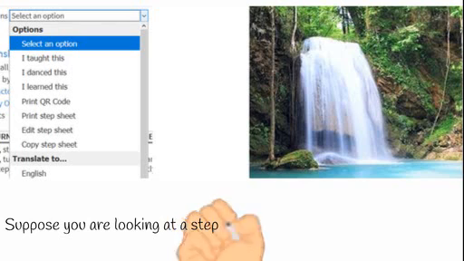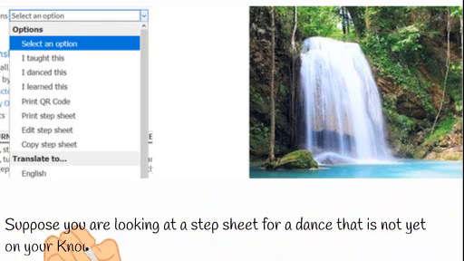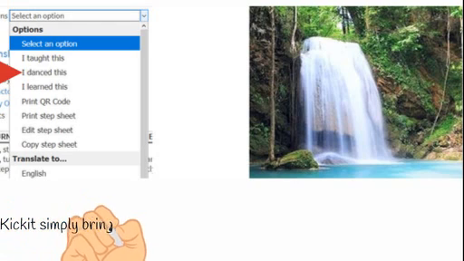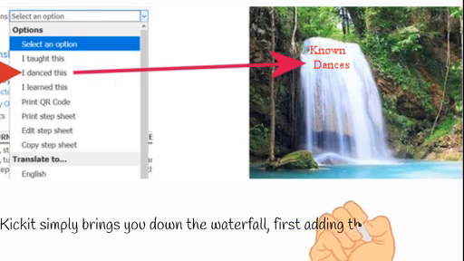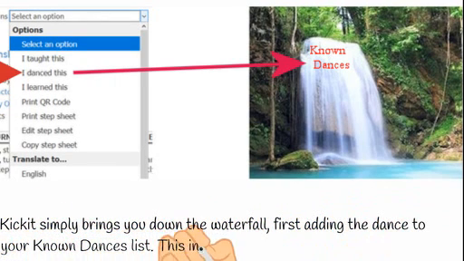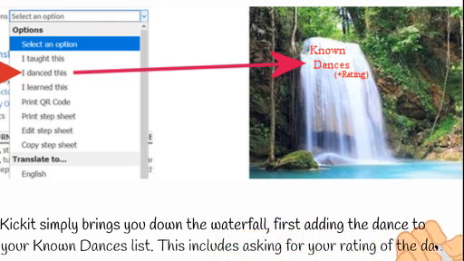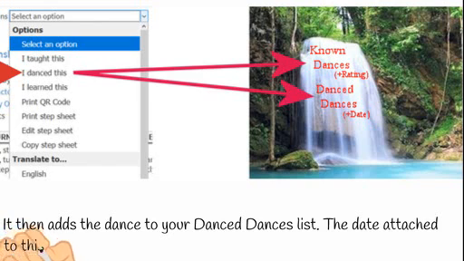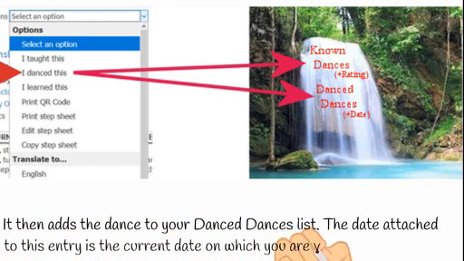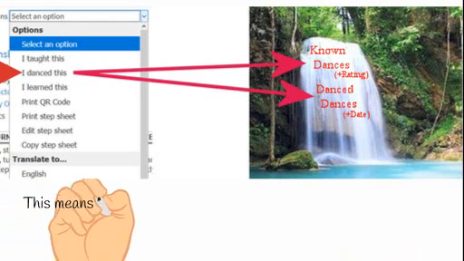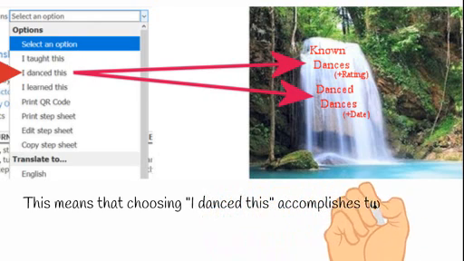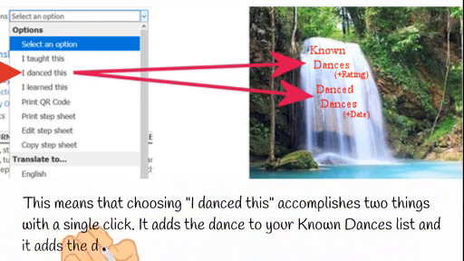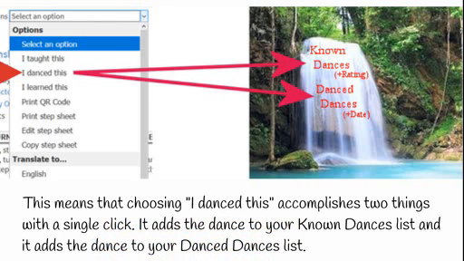Suppose you are looking at a step sheet for a dance that is not yet on your known dances list. What happens if you choose I danced this? Kickit simply brings you down the waterfall, first adding the dance to your known dances list. This includes asking for your rating of the dance. It then adds the dance to your danced dances list. The date attached to this entry is the current date on which you are viewing the step sheet. This means that choosing I danced this accomplishes 2 things with a single click. It adds the dance to your known dances list, and it adds the dance to your danced dances list.